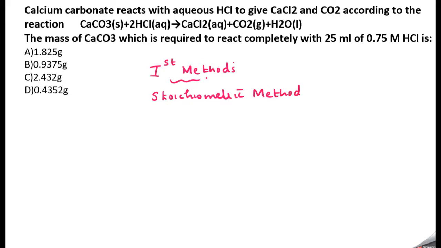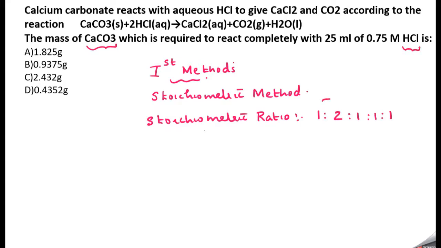Now as per the stoichiometric method, I know that the equation should be balanced. So the stoichiometric ratio here is 1 is to 2 is to 1 is to 1 is to 1. Correct? This is the stoichiometric ratio. Now, which terms are we supposed to link? We need to link between calcium carbonate and hydrochloric acid. So we will speak only with respect to these two terms.